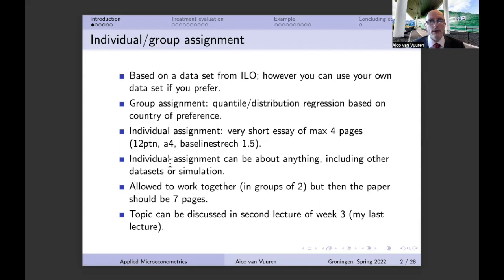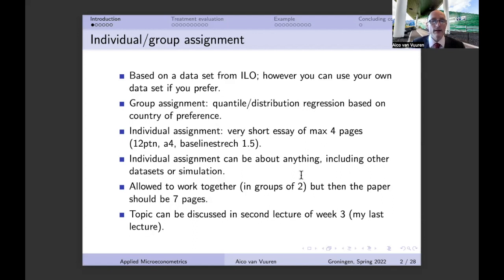The individual assignment can be about anything. Well, not really anything. It has to deal with the things that I have been talking about during this lecture series, but it can be about anything related to it. It's not restricted to a particular kind of topic. You could use the data set that we have over here, but you can also use your own data sets, including, for example, data sets that you are using for your master thesis.